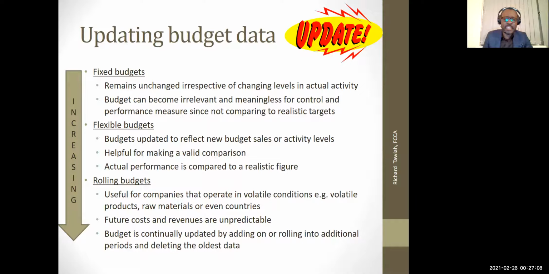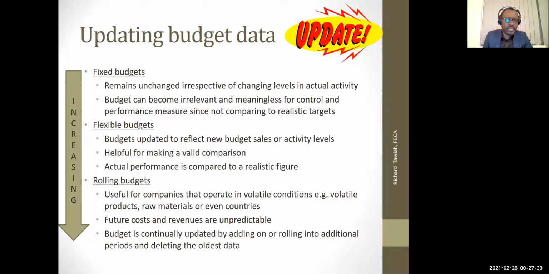Again, we can update this budget data, okay, based on those two main approaches we've chosen. Of course, there can be other approaches, but based on this, we can also update our budget data using some approaches. So we have the fixed budget. That one, nothing changes. You cannot alter it. So it remains unchanged, irrespective of changing levels and activities. Therefore, the budget more or less becomes irrelevant if we see that activities are changing. So it doesn't compare to realism, okay?